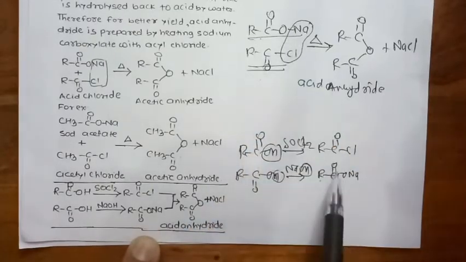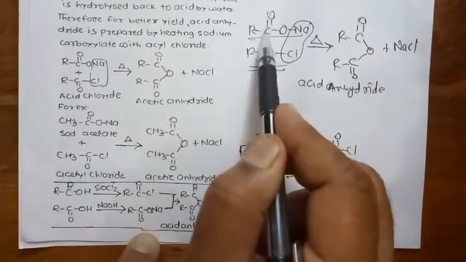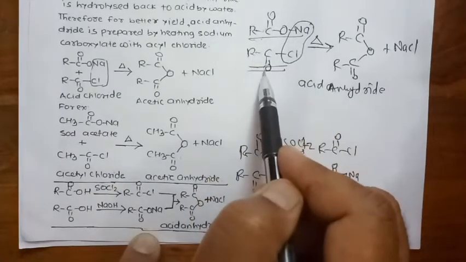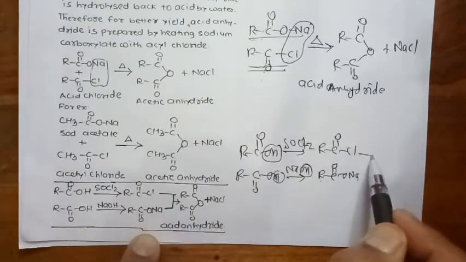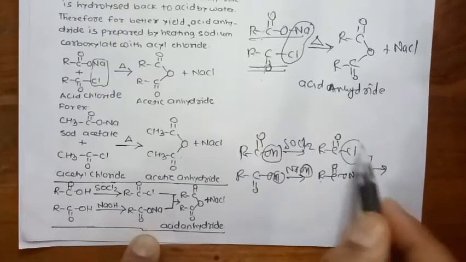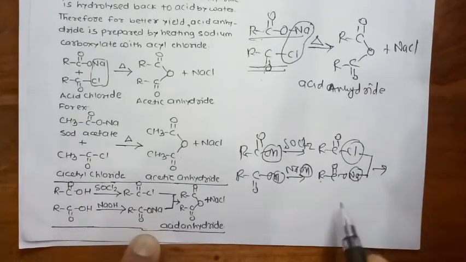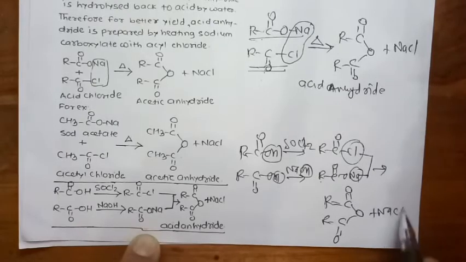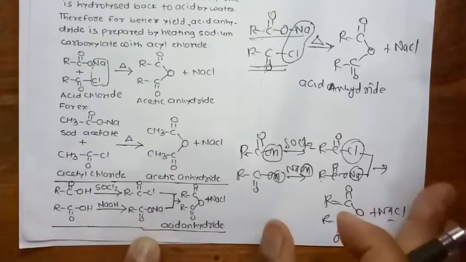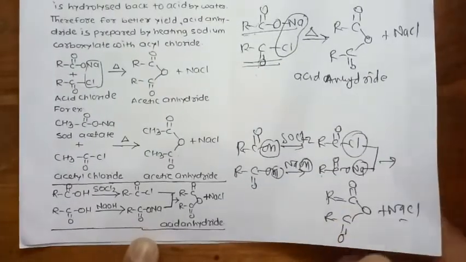These two reactants which we have taken here, RCOONa and RCOCl, can be prepared from carboxylic acids. These two combine, and here this Cl combines with this Na and gives the anhydride, RC double bond O, RC double bond O, plus NaCl. In this way we can convert carboxylic acids into anhydrides.